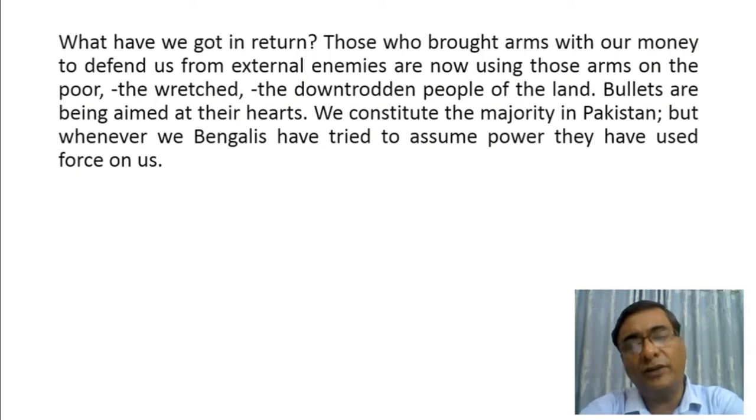So this is the point Bangabandhu tried to raise before the people in his 7th March speech. And he said that our poor people, the wretched people, and the downtrodden people were the target of their bullets. And look at the irony that the arms were bought with our money and the arms were being used against us. So it was very tragic. Bullets were being aimed at the heart of the Bangladeshi people.